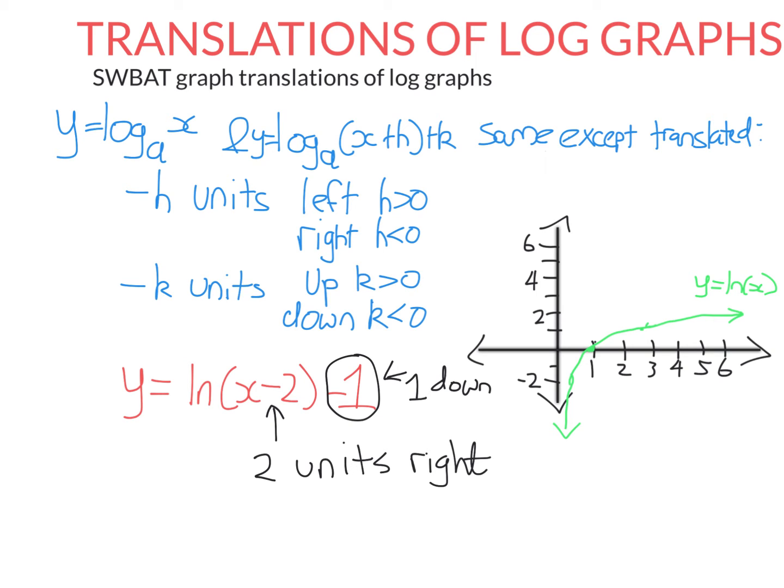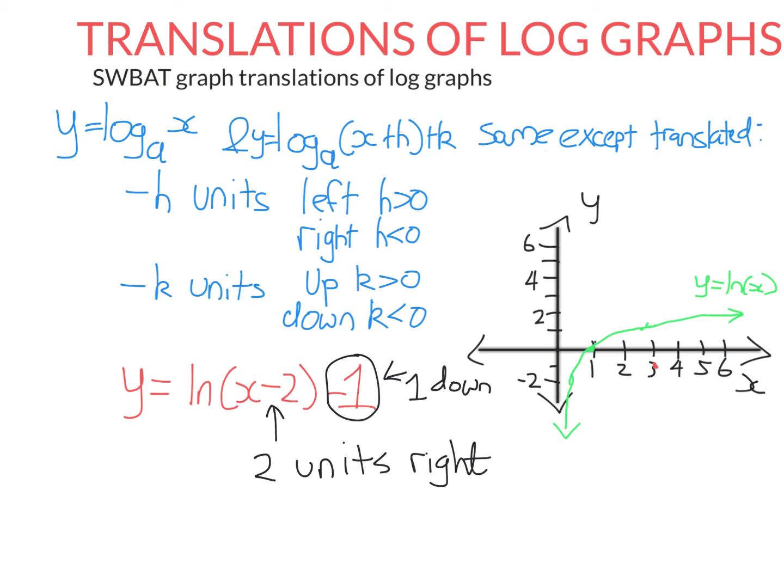So other than that, this graph will be the same as this graph. This graph I'm going to draw in red is going to be the same as green, except shifted 2 units to the right and 1 unit down. So normally for y equals log a of x, the x-intercept is 1, because e to the power of 0 is 1. So this point will be shifted 2 units to the right and 1 unit down. It will go through this point here.